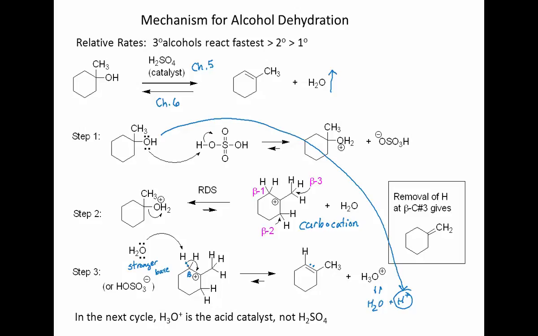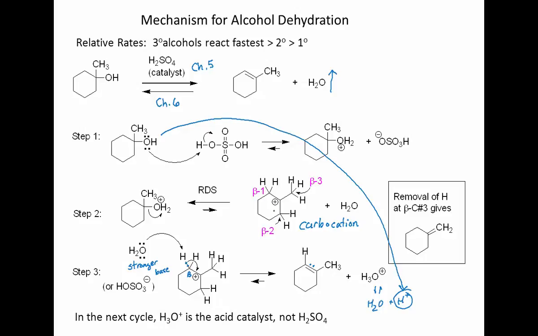Okay, and you can infer that from the fact that in the Bronsted-Lowry equation, water plus sulfuric acid goes to the right to make bisulfate anion and H3O+. So therefore, water is the stronger base. Okay, notice that in this carbocation intermediate over here, we have 3 beta positions.